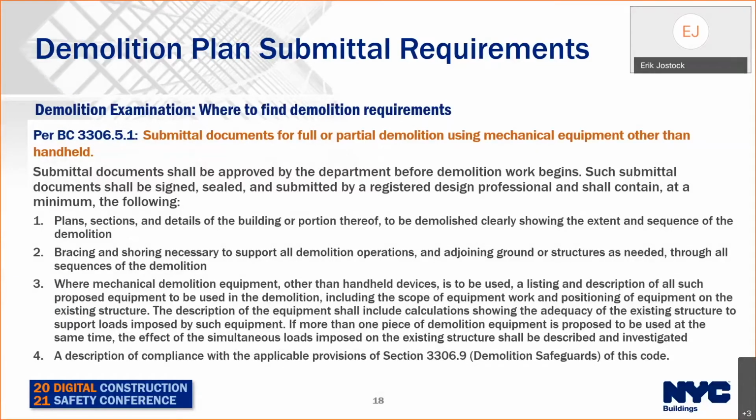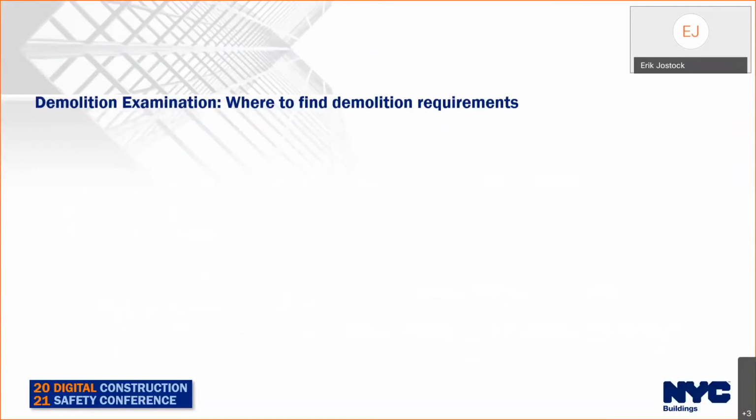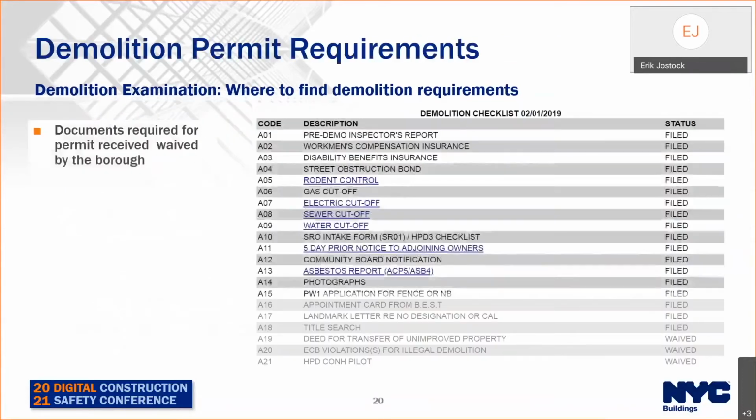Okay, so where to find demolition plan requirements? These are found in the building code, specifically BC 3306, demolition, chapter 33. In addition to that, and I'll come back to these slides, I'm a little bit out of order.